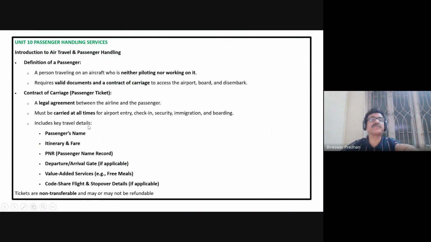Now, unit number 10, passenger handling services. When you are talking about passenger handling services: introduction to air travel passenger handling, definition of the passenger. Who is the passenger?